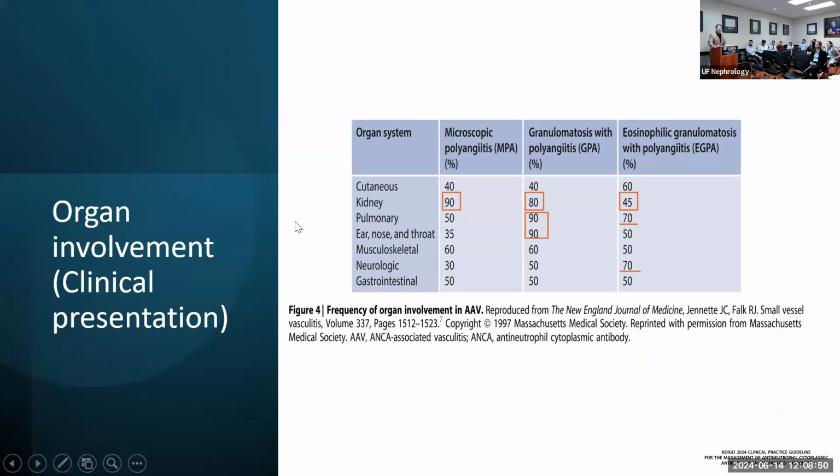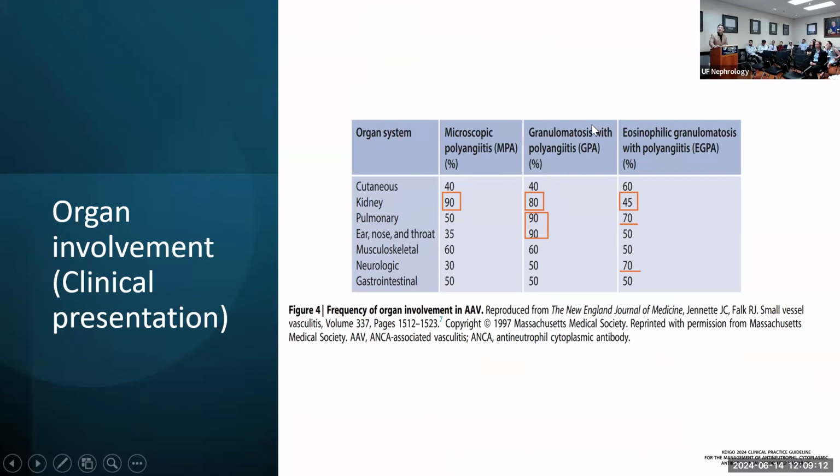So, organ involvement and clinical presentation. We are nephrologists, so we are interested in the kidney. I look at which organ is most important for the kidney. In MPA, about 90% of patients have kidney involvement. In GPA, about 80% of patients have kidney involvement, together with pulmonary and ENT involvement.